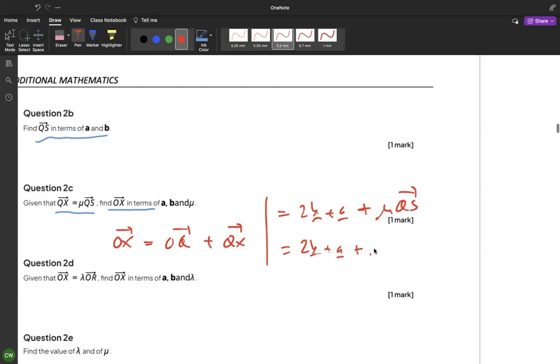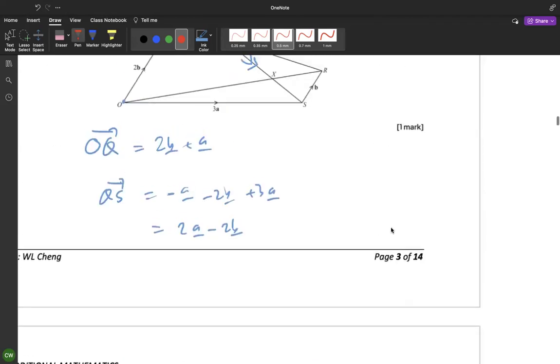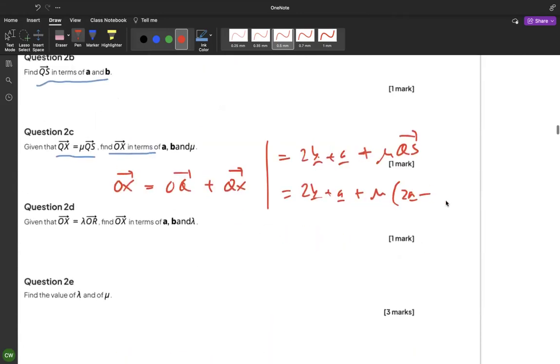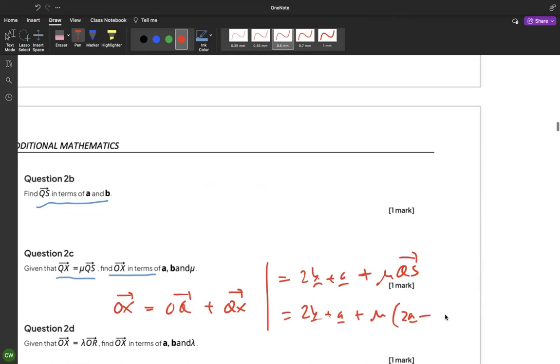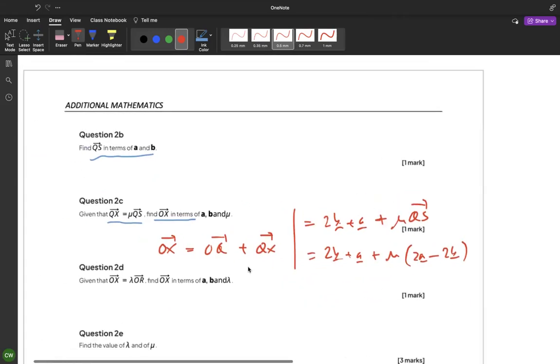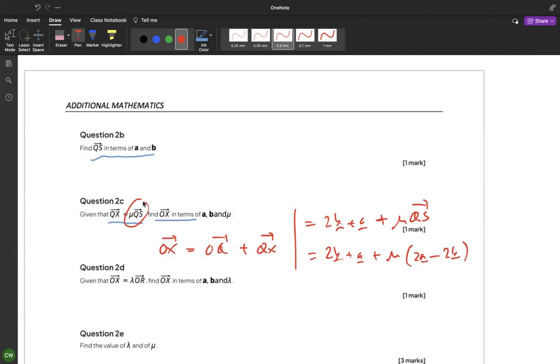What is mu QS? 2A minus 2B. Minus 2B. Is it correct? Okay. 2B plus A, mu 2A minus 2B. Write it here, mu here. Okay, mu QS. Okay, can you factorize this?